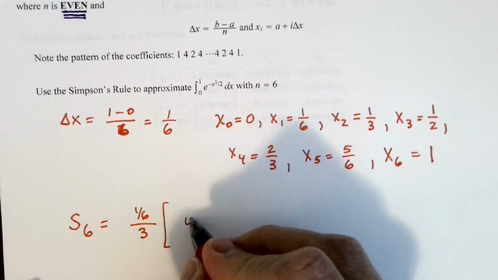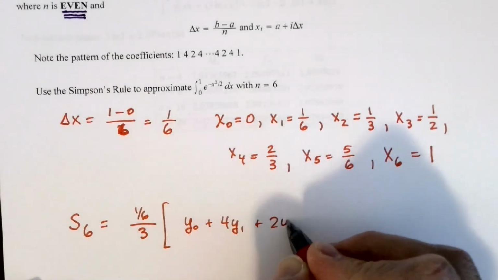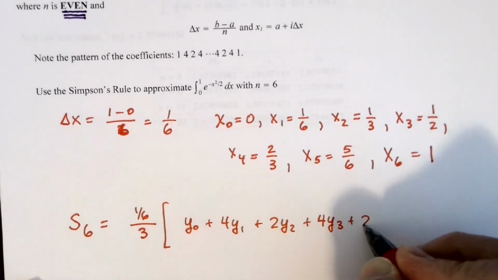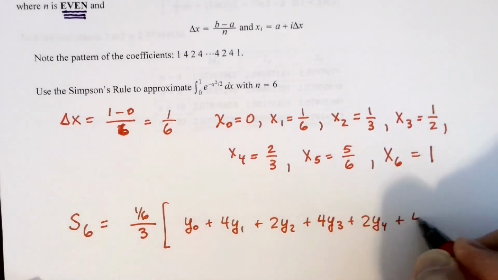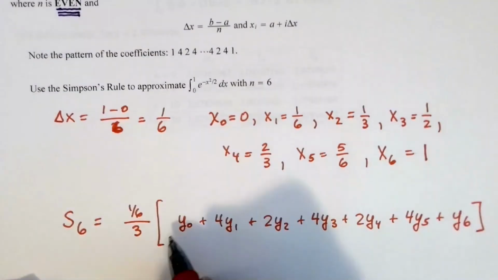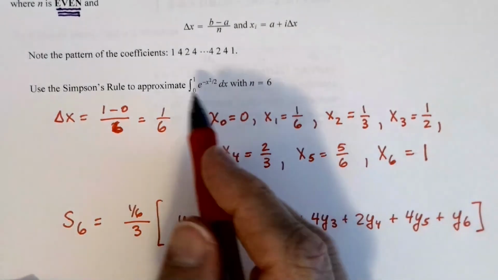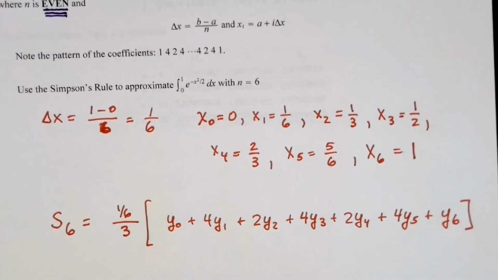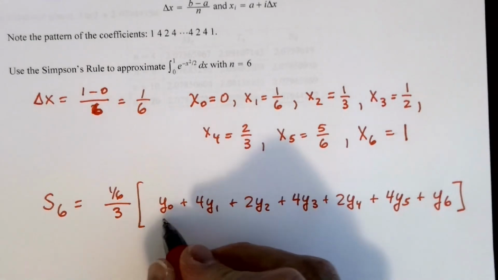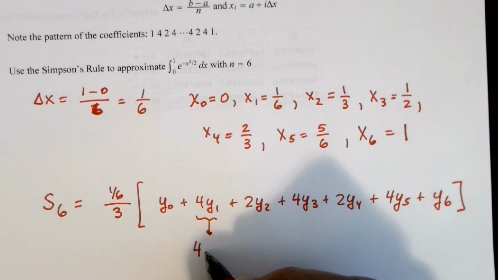And it's going to be y sub 0 plus 4y sub 1 plus 2y sub 2 plus 4y sub 3 plus 2y sub 4 plus 4y sub 5 plus y sub 6. And notice the pattern. It's 1, 4, 2, 4, 2, 4, 1. That's that pattern we were talking about.